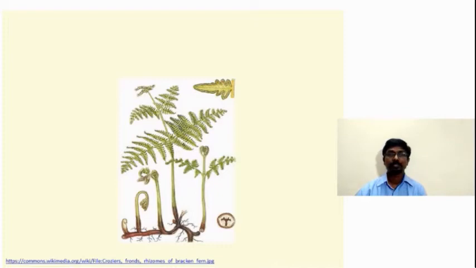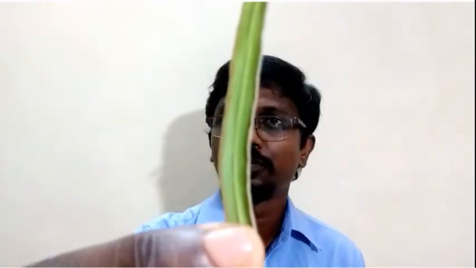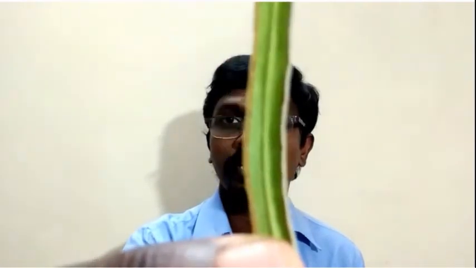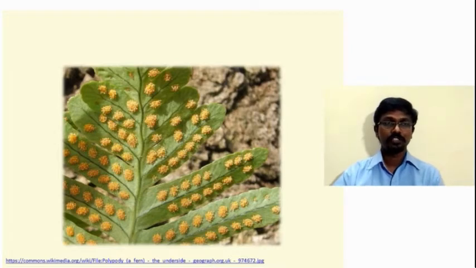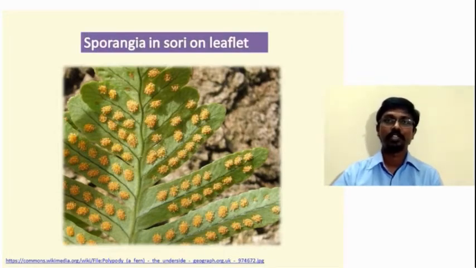Now on this image we will see the different parts of this plant. It's a fern plant. On top we see leaflets, and then at the bottom we see developed roots. See if you are able to see the sporangia, but it will be clear on the screen. And also I will put some magnified images of the sporangia. These help in propagation of these plants. This image is of sporangia in sori on a leaflet.